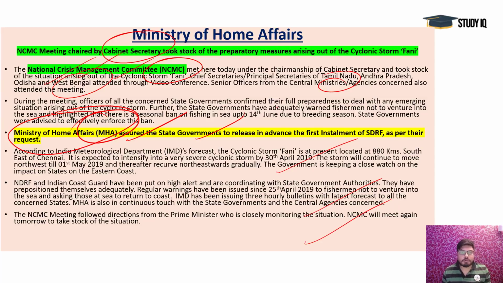And the important point for them from the prelims point of view would be the NDMA and these disaster relief forces, NDRF and SDRF. Okay, so what kind of control is there, what kind of coordination is there, and which are the forces and how they are working.